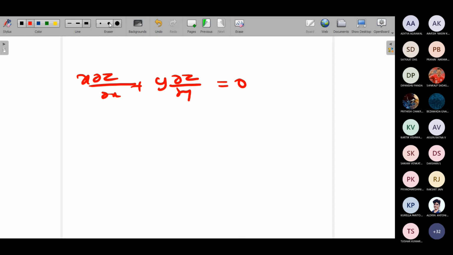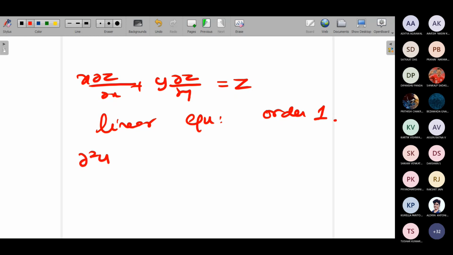Or you can even take z on the right hand side so that it will not have any. Is it a linear equation or a non-linear equation? Linear, ma'am. Linear equation. Okay. What order is this? First order, ma'am. Order 1. First order linear equation. Okay.